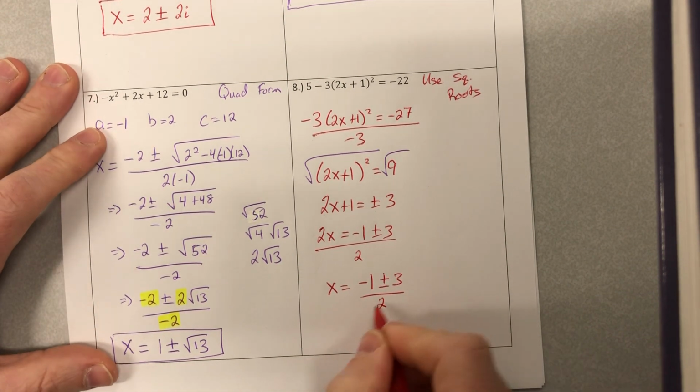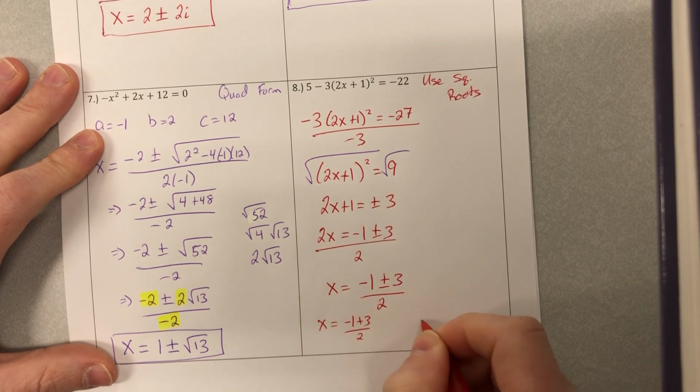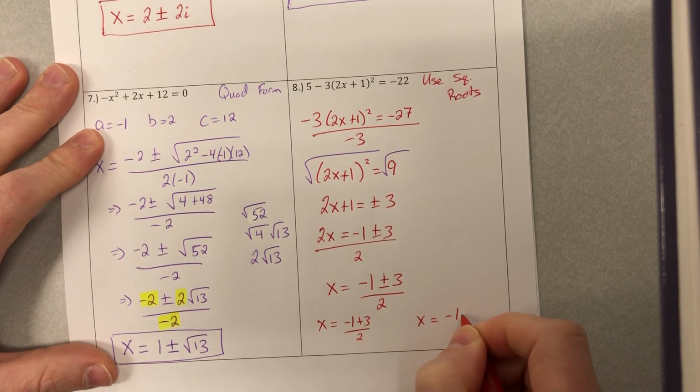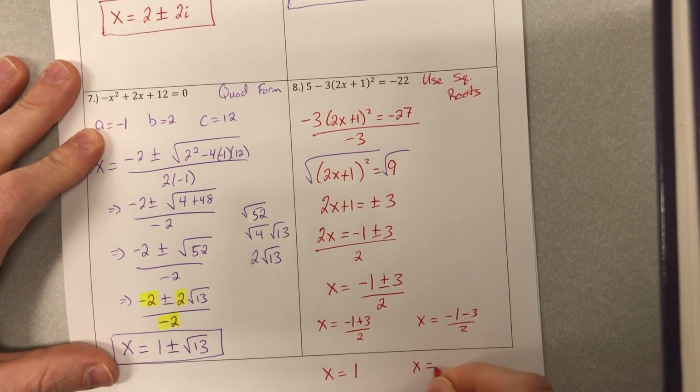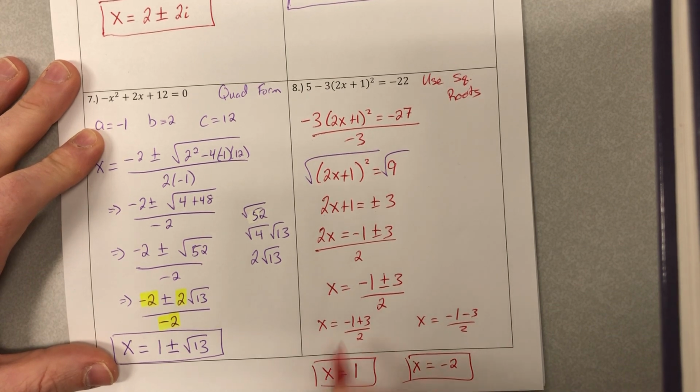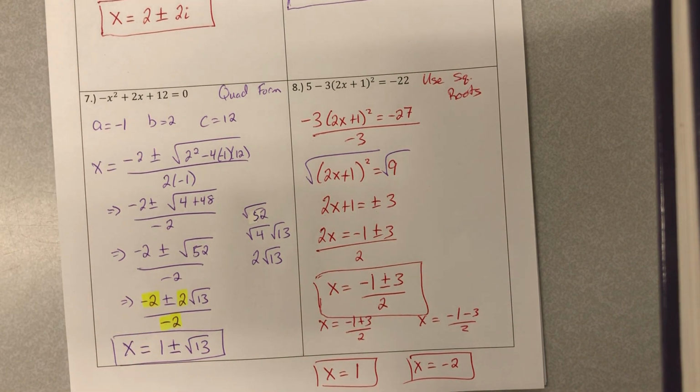All right. This is an acceptable answer. If you wanted to simplify it into our 2 answers, you could get x equals 1 and x equals −2. Depending on what your teacher would like, either of these 2 forms here would be acceptable. Okay.